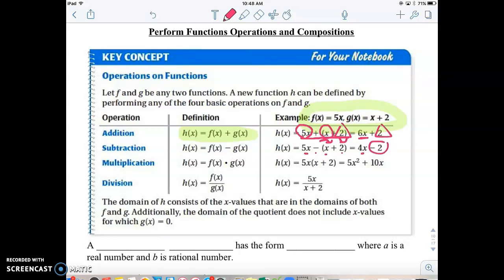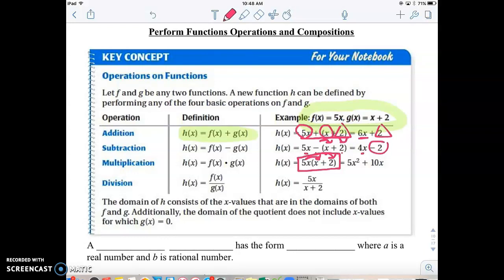For multiplication, we use all that we know about multiplying polynomials. So in this example, since f of x is a monomial, a single term, and g of x is a binomial, two terms, we can use distributive property to take 5x times x and 5x times 2, and you come out with 5x squared plus 10x. If they were both binomials, so if they both had two terms separated by plus or minus, you'd have to use FOIL or a generic rectangle in order to multiply them properly.